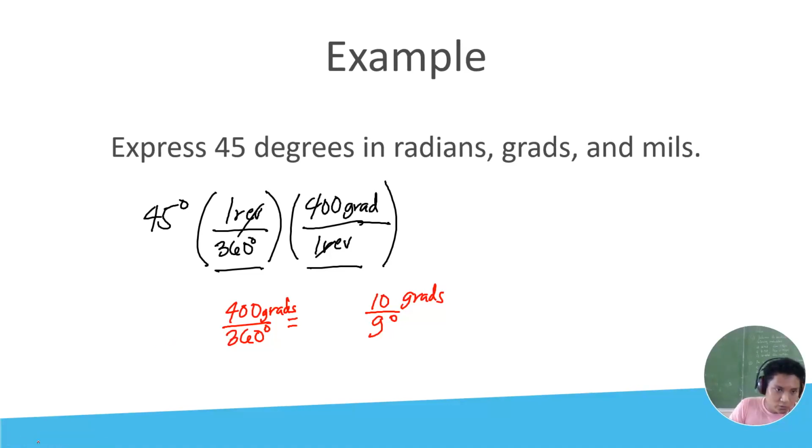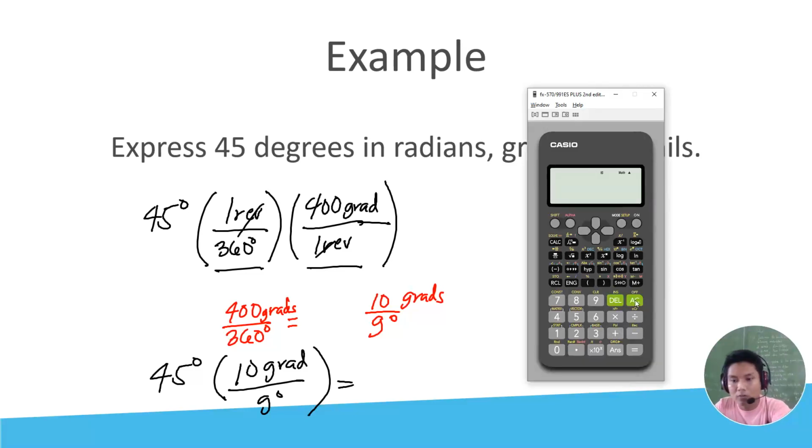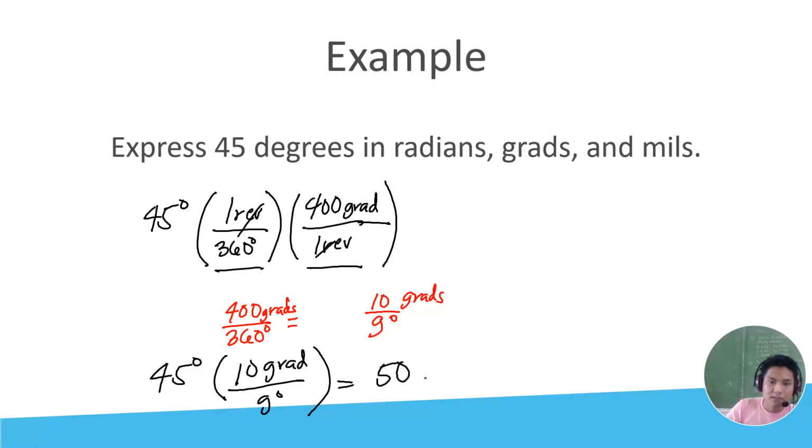So if I'm going to directly compute using the simplified conversion factor, which is 10 gradients over 9 degrees, we will have an answer of 45 times 10 over 9. Okay, 50 gradients.